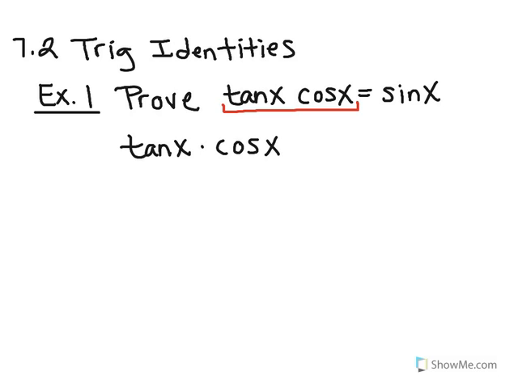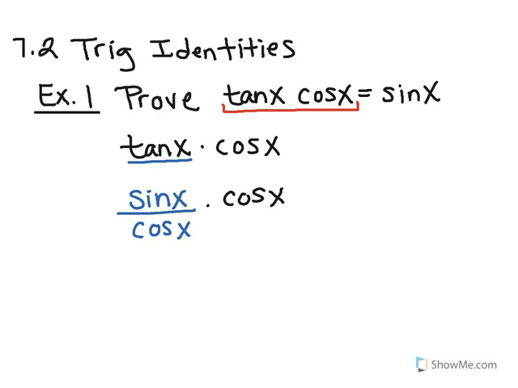Now the cosine of x is a parent function. There's nothing I can manipulate that with. It doesn't have an identity, but what I do know is that tangent x can look different. I can actually rewrite tangent x as sine x over the cosine of x. That's the tangent identity. And this is still being multiplied by the cosine of x.